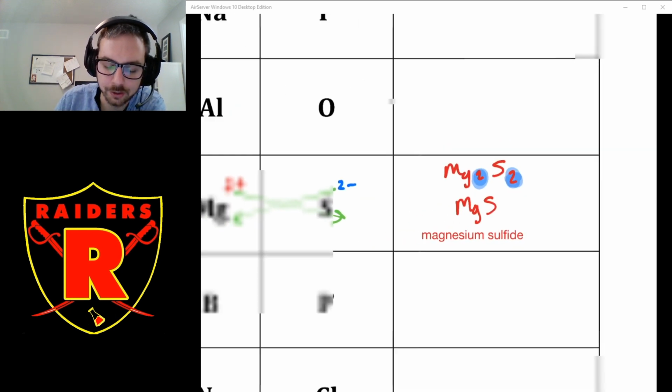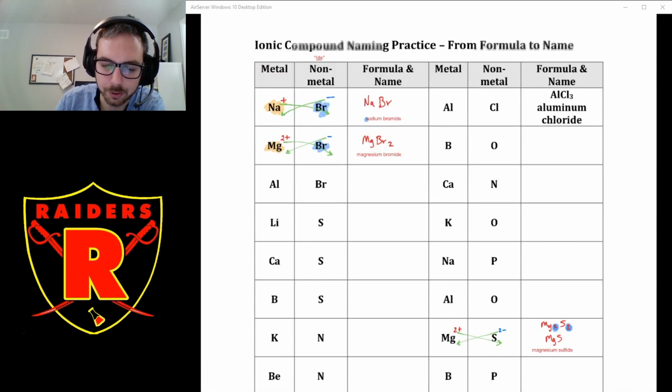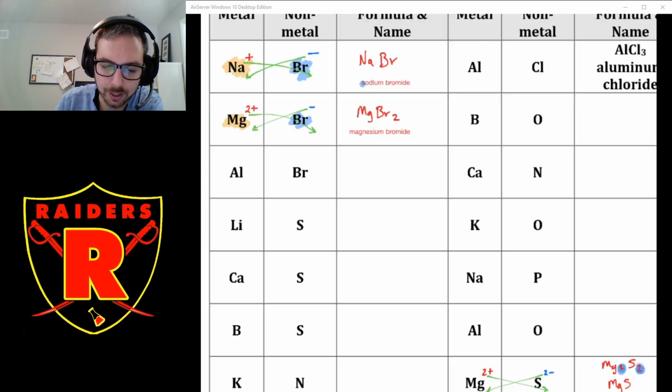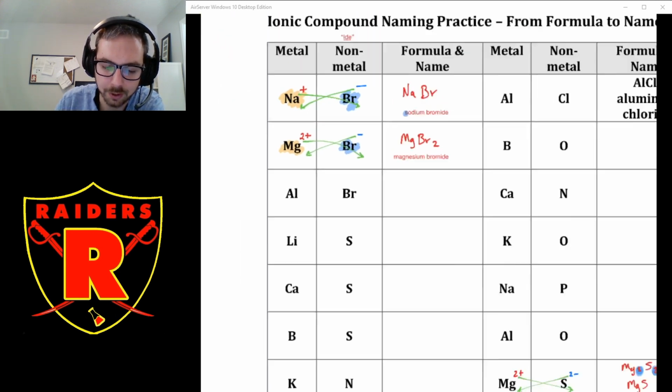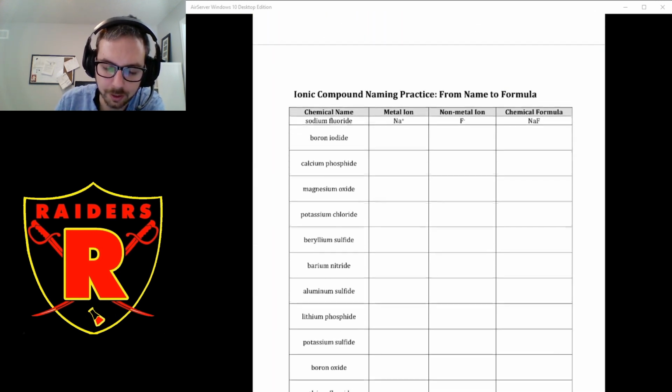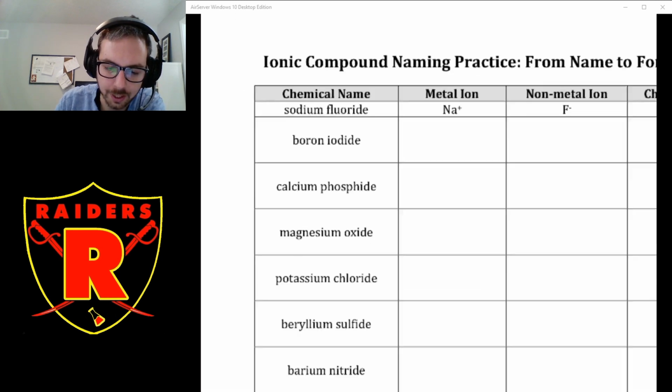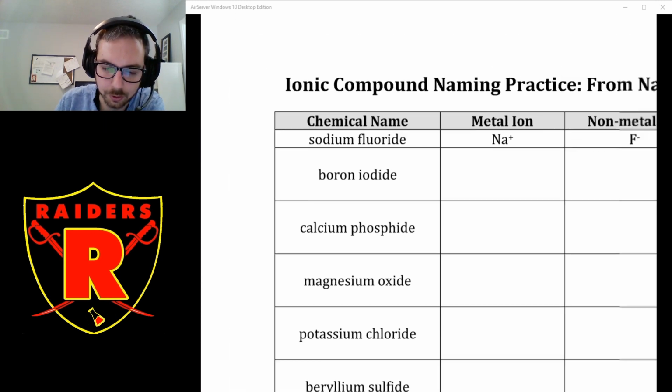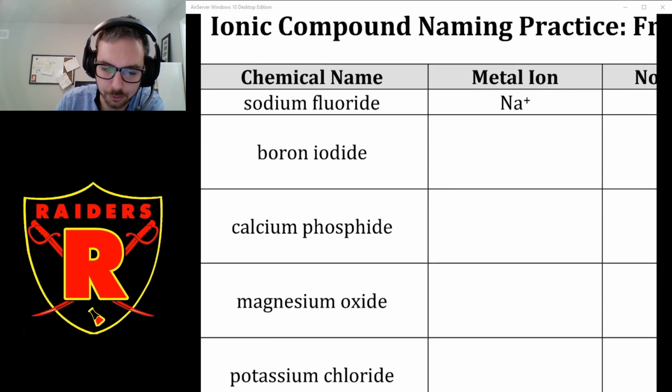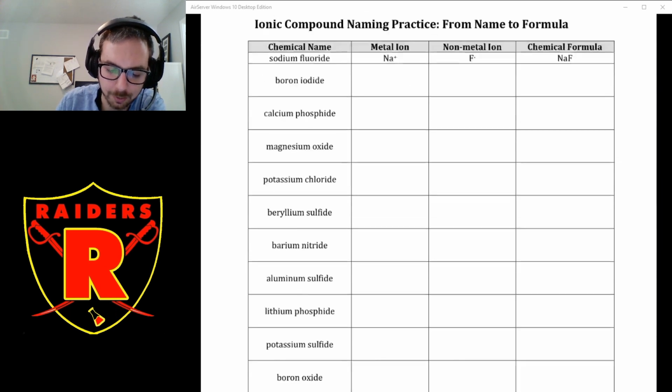Okay, so I'm going to give you guys an opportunity to try this. So this is just writing out the formula and name for each of these. And then below here, this is just taking the name and then going in the other direction. So I'll do a couple here just real quick so you can see what it looks like, and then I want you to give them a shot.